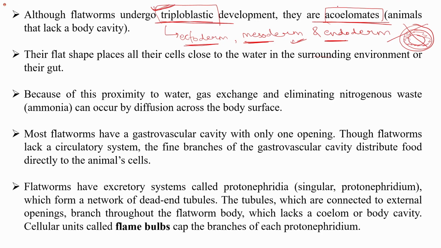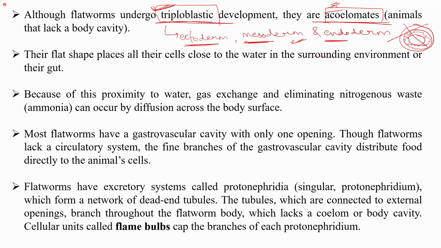The earlier organisms were diploblastic, so there was actually no concept of having the body cavity, because we know that body cavity is formed by the mesoderm. But in flatworms, though they have the mesodermal layer, they lack the body cavity, and hence they are acoelomates, that is, animals that lack the body cavity.